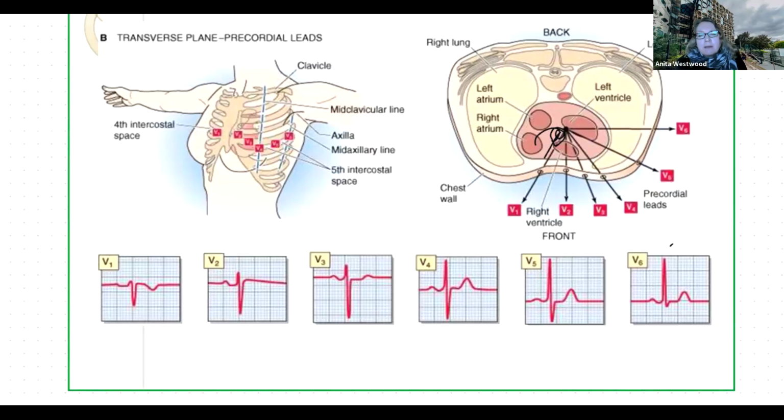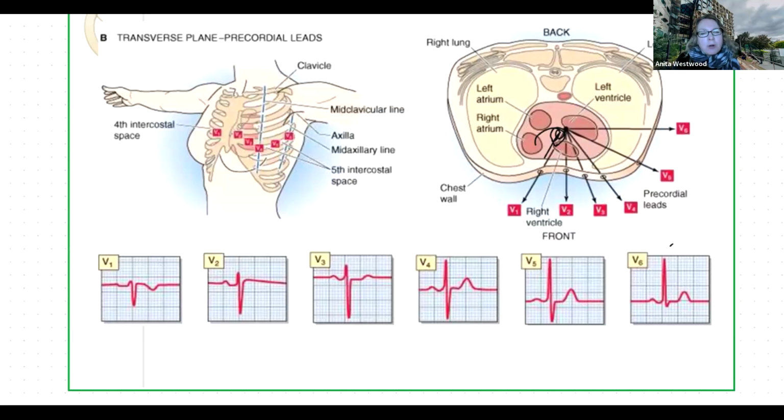All they do is give us a window into the current, into the voltage as it passes through from that viewpoint. If we didn't put these V leads on, it's still got current passing, we've still got amplitude, we can still see it in limb lead 2. We've still got our normal limb leads and augmented leads, but what these V leads give us are these extra views or extra areas to see what the conduction is like.